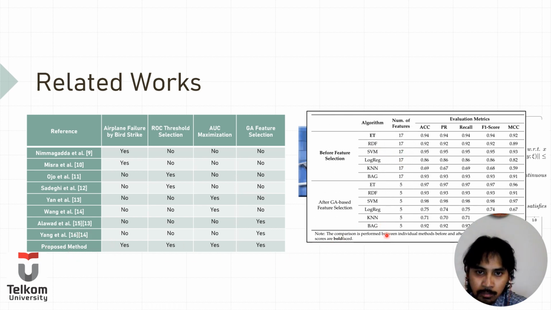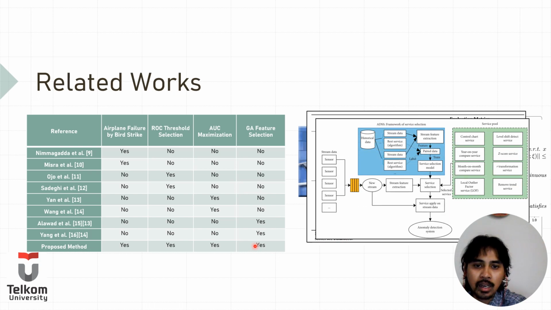Alawat used the GA feature selection to improve six machine learning methods, and it proved that it can improve ET, RDF, SVM, and also KNN, but it cannot improve logreg and it cannot improve PEG. And the research was about brain hemorrhage detection. And lastly, Yang's research was also about feature selection. They used GA feature selection to select features that were extracted from stream data.